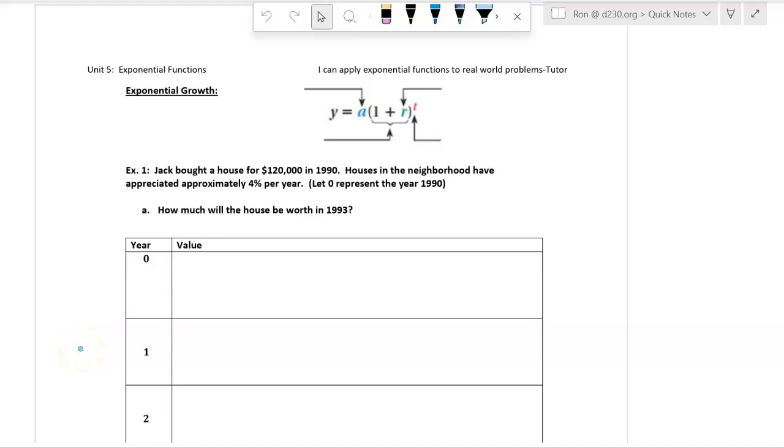So this lesson is applying exponential functions to real-world problems. Now, here's the thing. We have exponential growth models that can be written a little differently than you've seen. And here, the A value is your initial amount, right? Now, your T is time, right? Your R is your rate of growth. And then when you look at the 1 plus R, that's your growth factor.